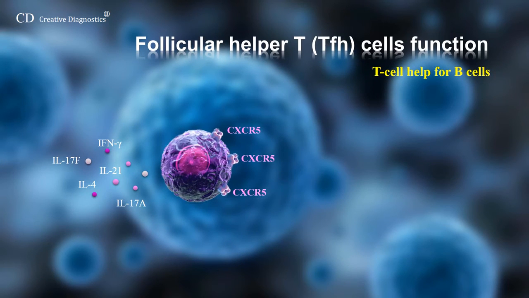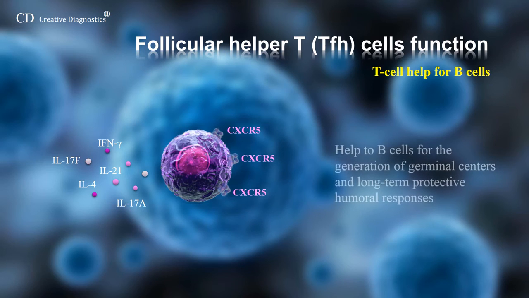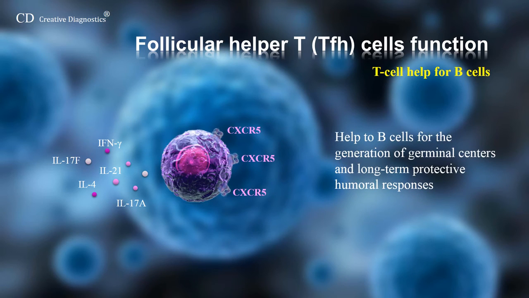Follicular helper T cells were not initially described based on cytokine production and transcription factor expression patterns, but demarcated as a unique population of activated CD4 positive T cells in the germinal centers of human tonsils that express the chemokine receptor 5. TFH cells provide help to B cells for the generation of germinal centers and long-term protective humoral responses.